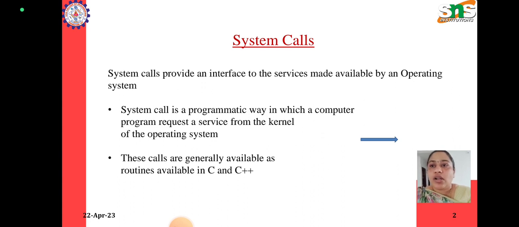A system call is the programmatic way in which a computer program requests a service from the kernel of the operating system. So this is what I told you. When it wants to request a service from the kernel of the operating system, the service could be anything like accessing some resources, and a system call is made for doing so. These calls are generally available as routines written in C and C++. So this is the way we can define a system call.